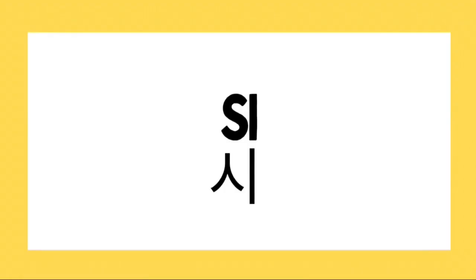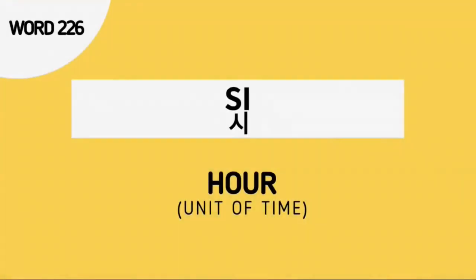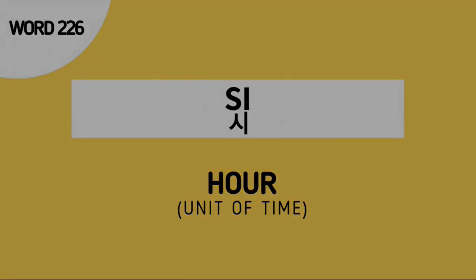Word number 226. She. This is composed of just one syllable, and this is pronounced as she. The Korean term she is used as a unit of time. To be specific, this is used to indicate hour. Again, this is used to indicate hour.